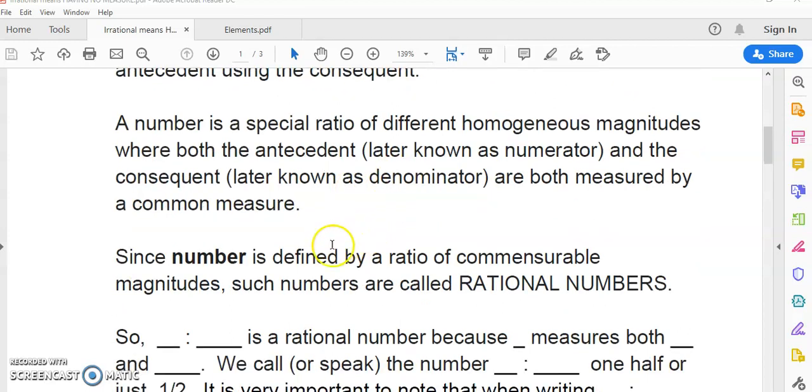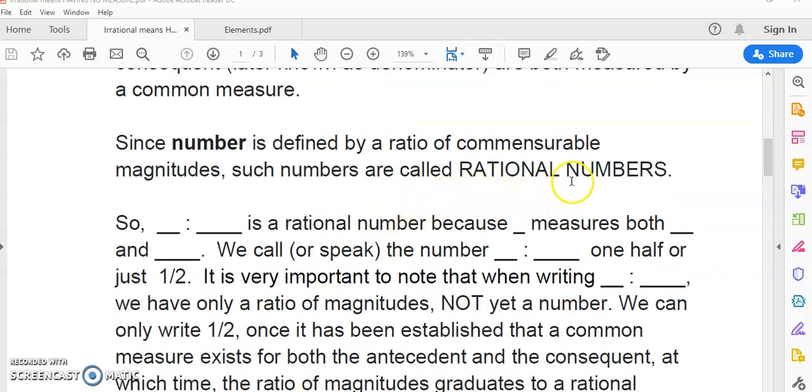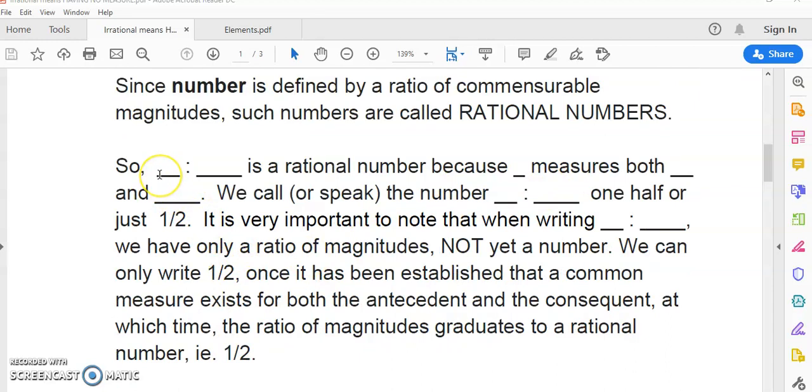So, since number is defined by a ratio of commensurable magnitudes, such numbers are called rational numbers. Suppose we have this ratio, this line here compared to this line. Okay, and now notice you can derive all the so-called 5 requirements, not postulates in Euclid's Elements, from nothing. They are not axioms, by the way. And in my free eBook, I tell you how to do that. And you can read up on that there in your own time.